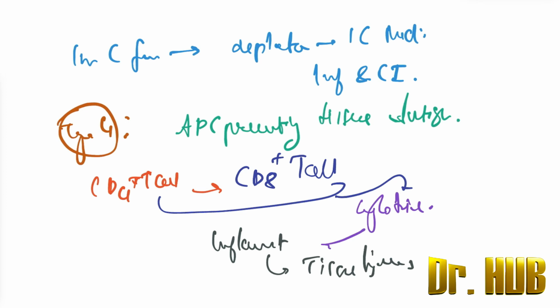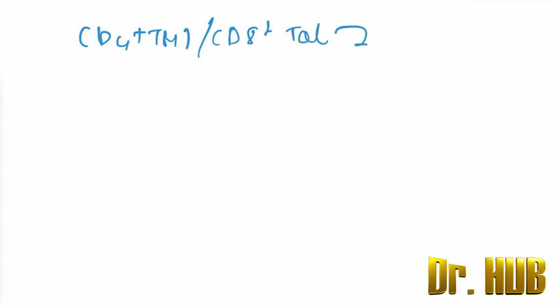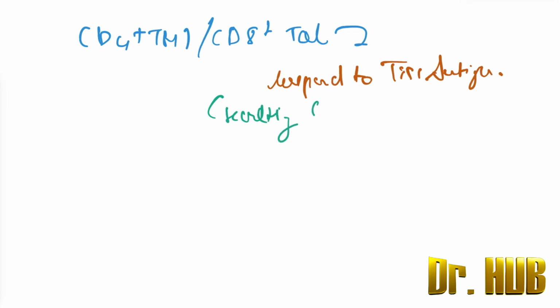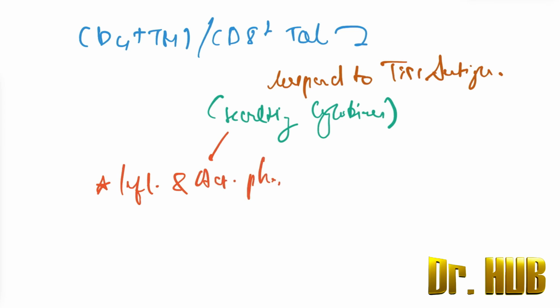So what is happening is the CD4 plus TH1 and CD8 plus T cells respond to the tissue antigen by secreting the cytokines, and that stimulates inflammation and activates the phagocytes and leads to the tissue injury.